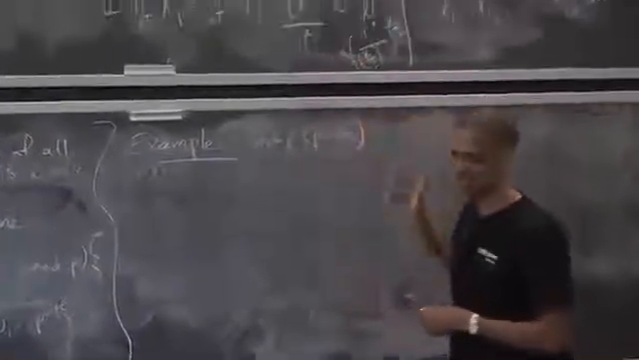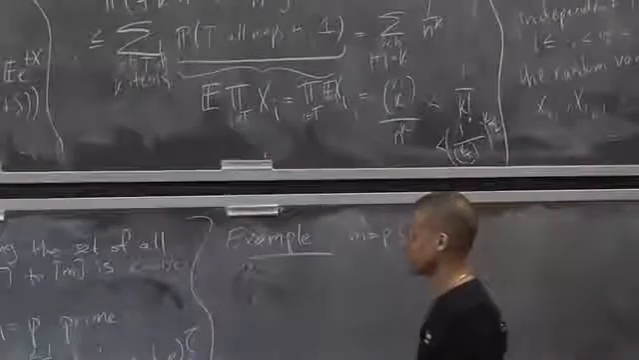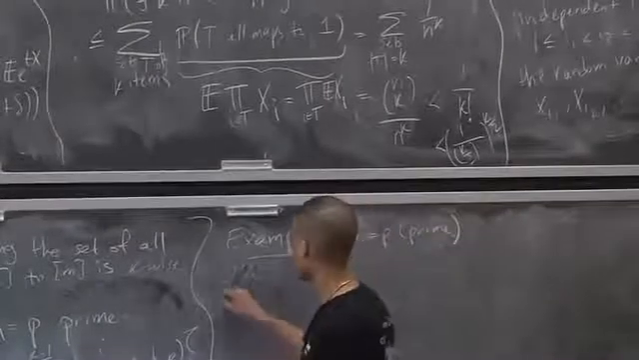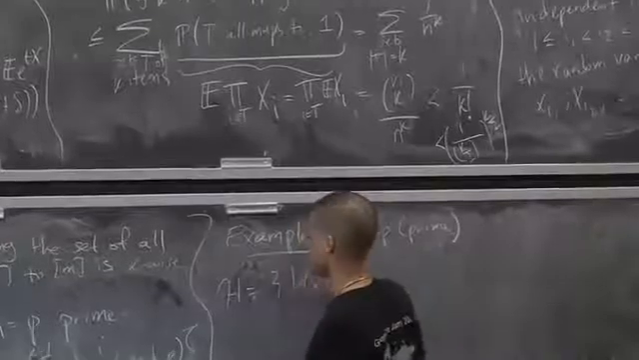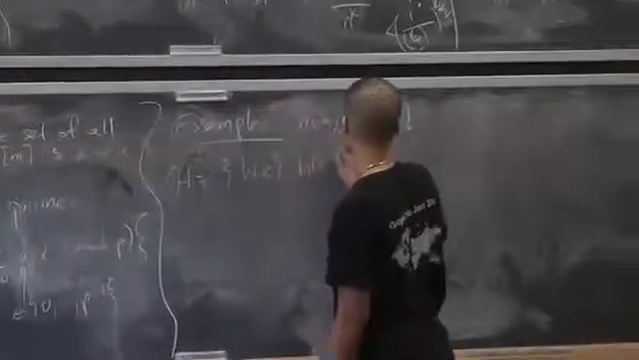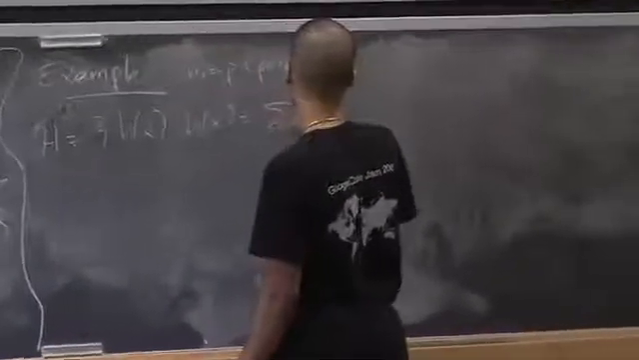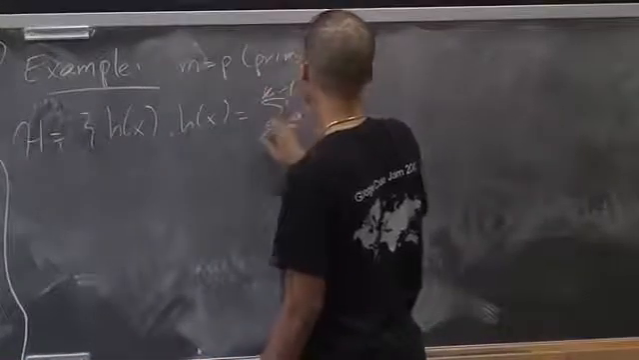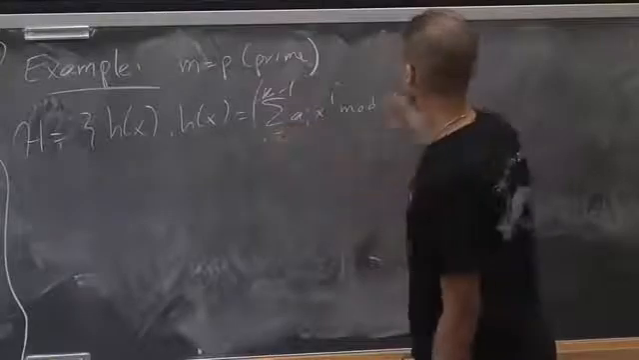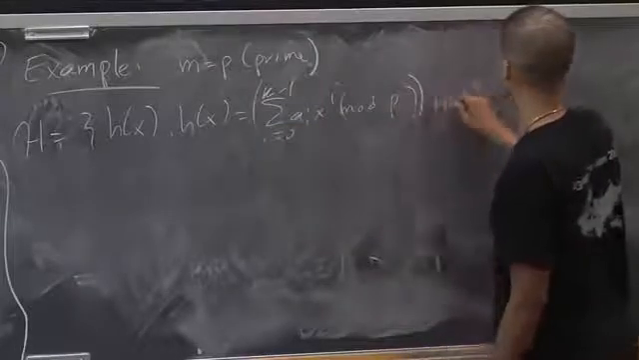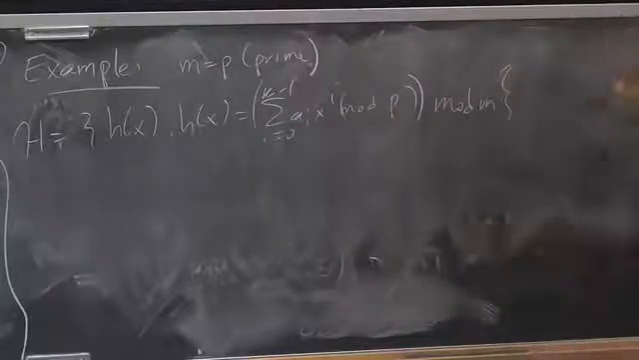Here m is not u, it's n, or something. So here we can just define h to be the same thing: h of x is the sum of a_i x to the i, mod p, mod m. Okay.